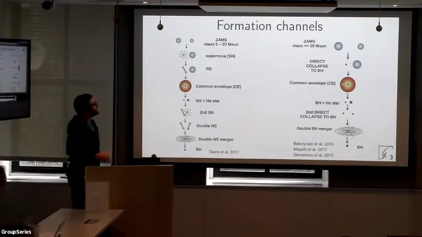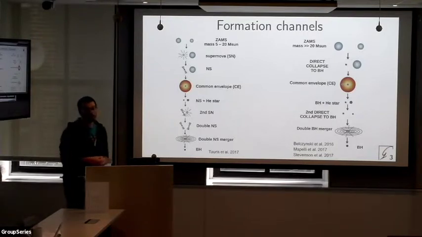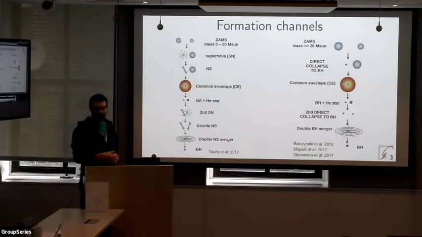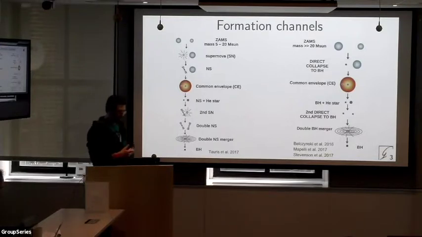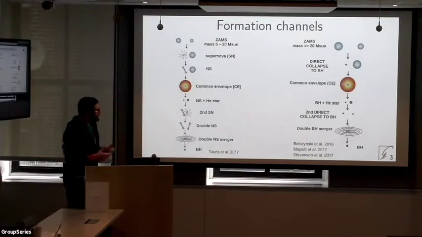As you can see, there are many physical processes involved in the evolution of binary systems, and surprise, one of them is the common envelope. In particular, the common envelope is essential to shrink binaries, otherwise they will not be able to merge.